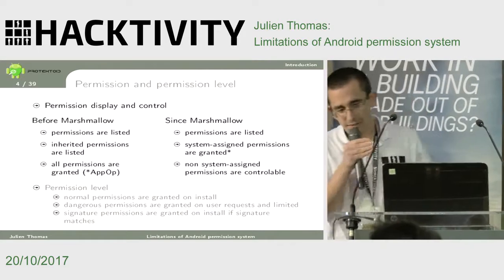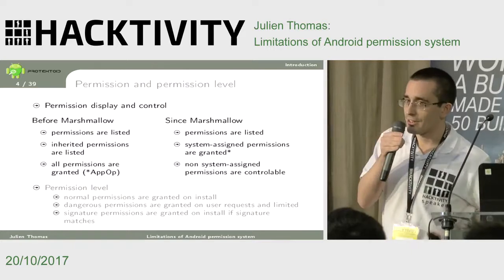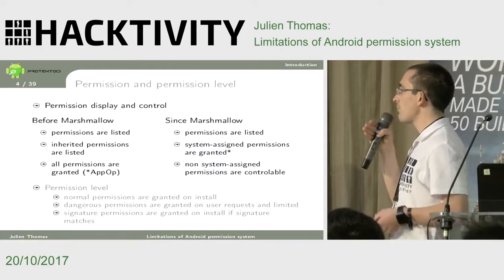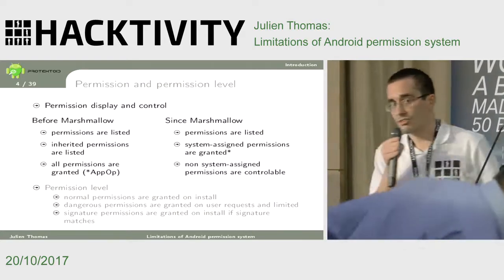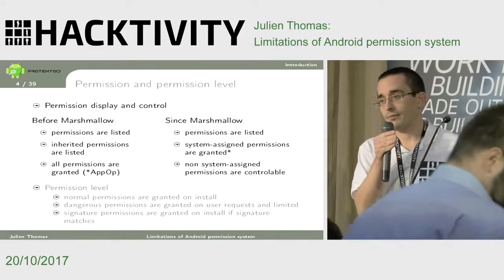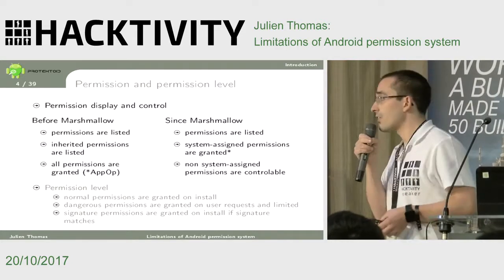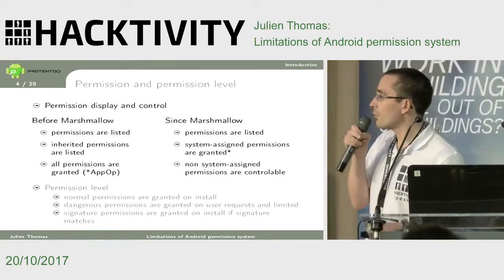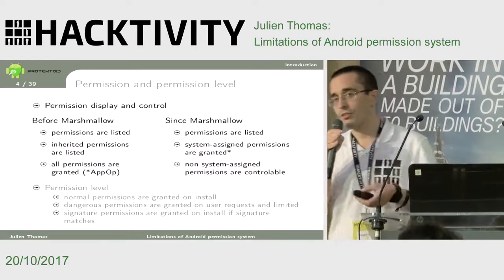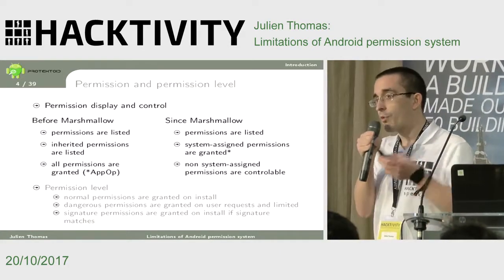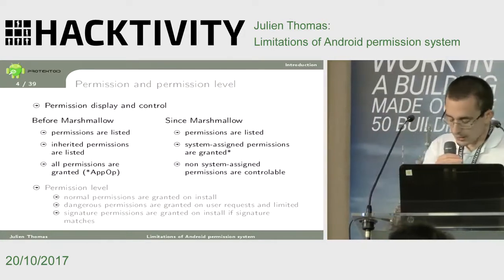You have, let's say, 3 or 4 levels of permissions. The normal permissions are granted on install, so that still remains. Then you have dangerous permissions, which are granted on user request only. Normally it's impossible to get a dangerous permission, such as contacts, without the user's consent. Well, we'll see that. Then you have signature permissions, which are granted on very specific conditions: a signature match. It's kind of a normal permission because it's granted on install, but on the condition that the signature of the application requesting the permission is the same as the one that defined it. It's used, for example, at system level.